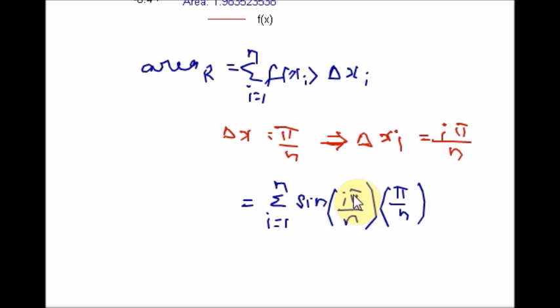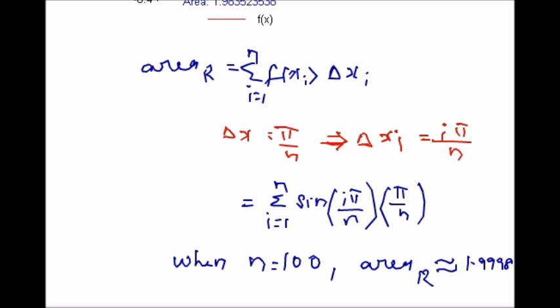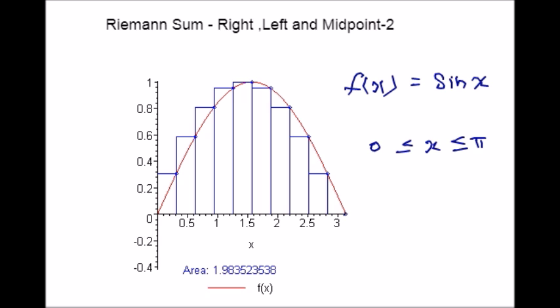We can approximate the area using n equal to 10. You can take this constant outside and apply the summation for this one. When n is equal to 100, I'm getting this expression. This summation expression is approximately equal to 1.9998. Does this make sense to you? Hope you're clear with both the right and left approach.